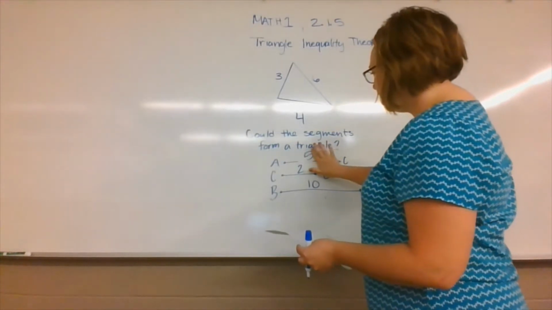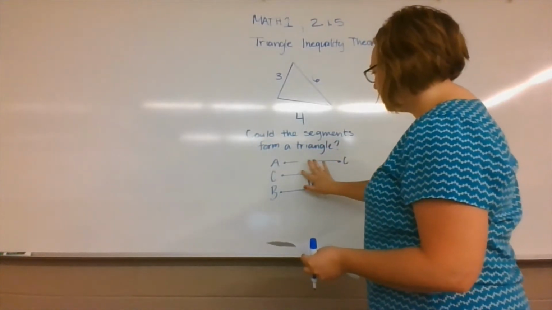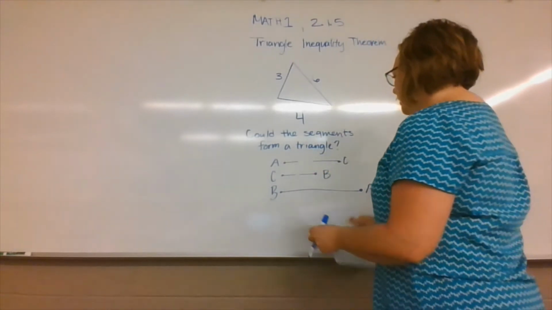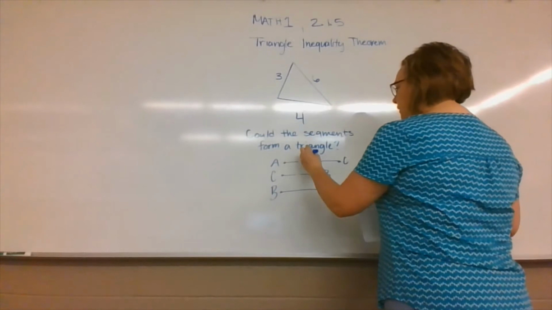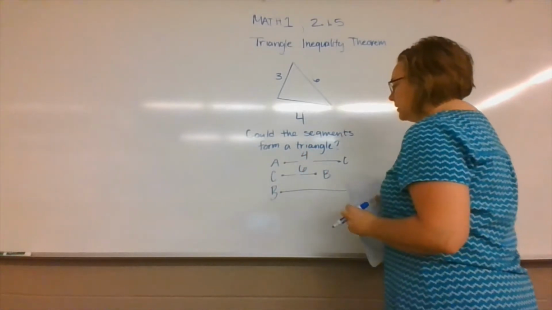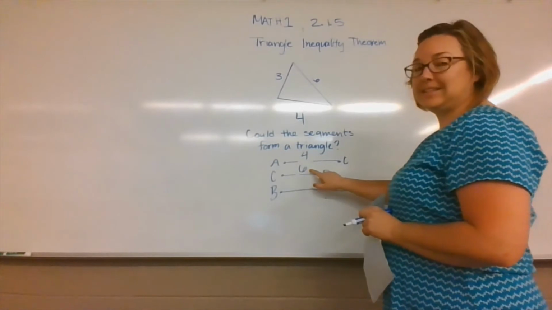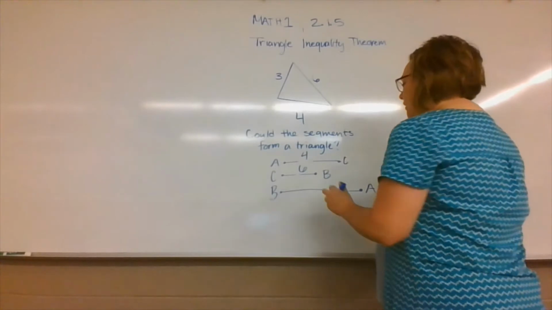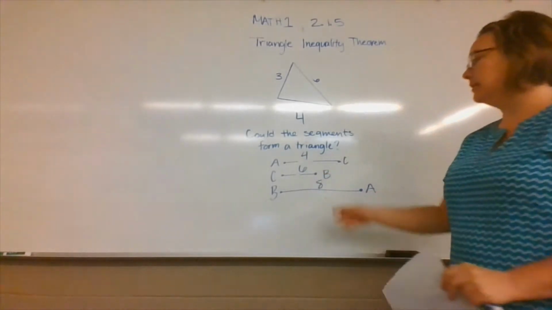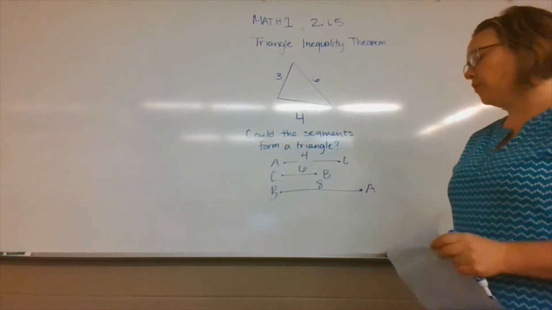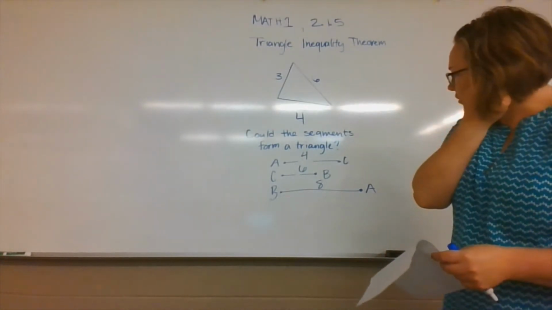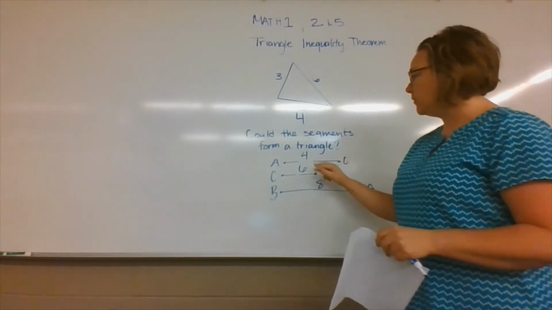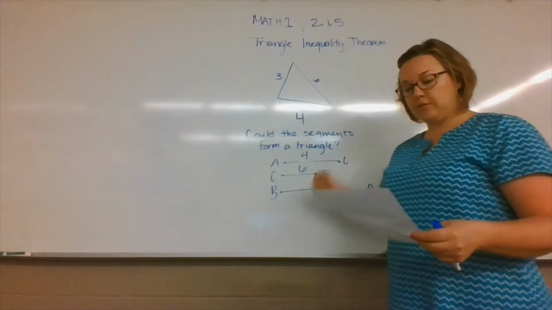So let's try some others. Let's try to think of some that might give us a triangle. So if I start with 4 and 6, okay, 4 plus 6 is 10. If I want this to be a triangle, then my third side needs to be less than 10. So say 8. 8 is less than 10. So these three would form a triangle. Okay, so that is the triangle inequality theorem. The sum of any two sides needs to be greater than the third side.